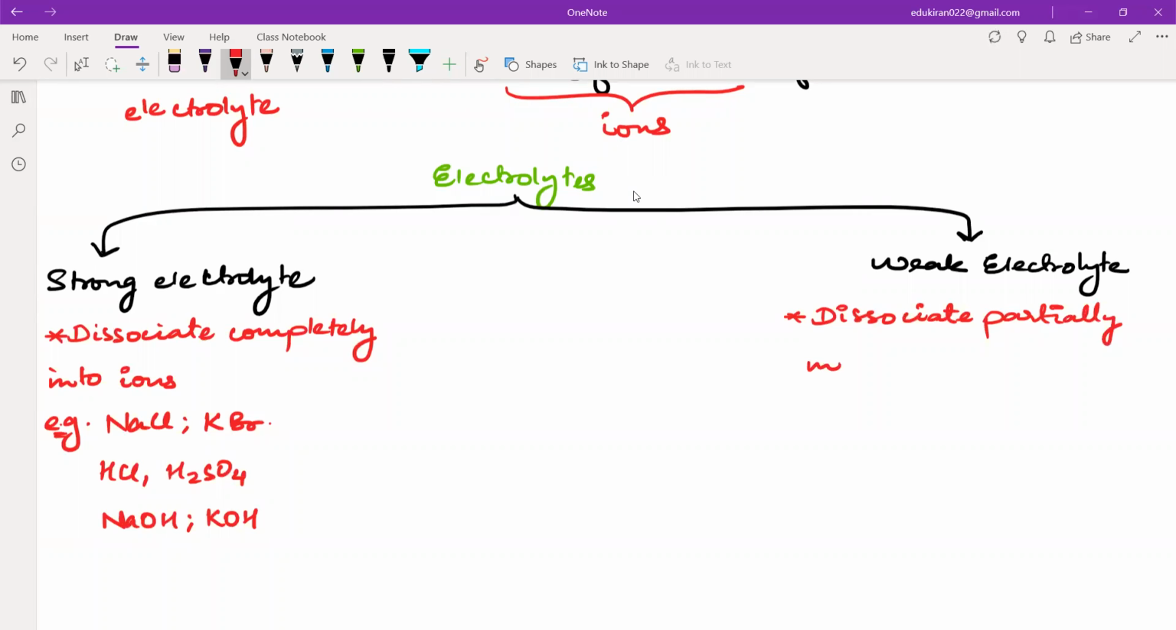Dissociate partially into ions. Examples for these would be organic acids such as CH3COOH. Then you have NH4OH. Also HCN. NH3. So these are examples of weak electrolytes.